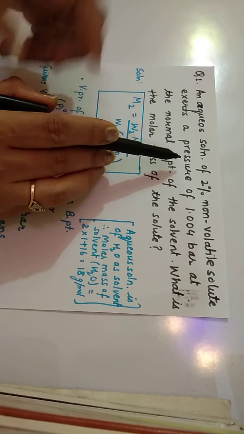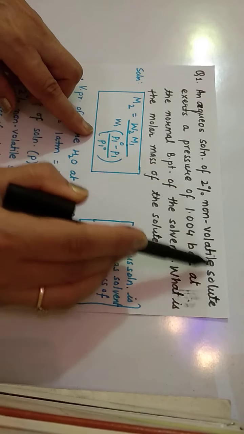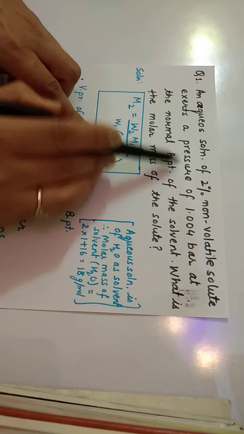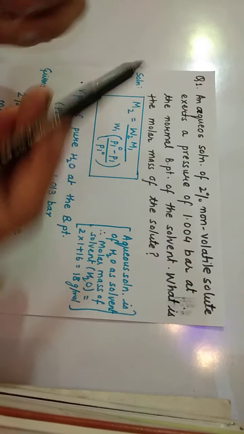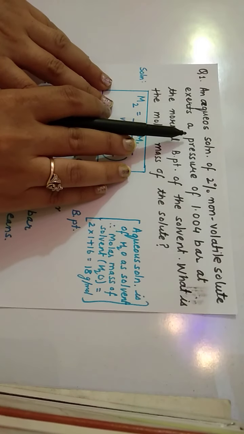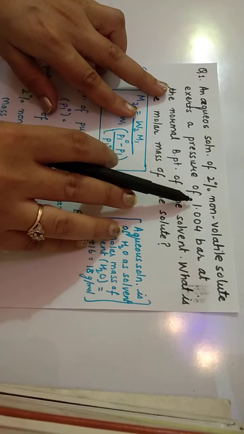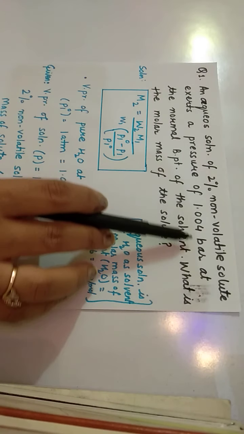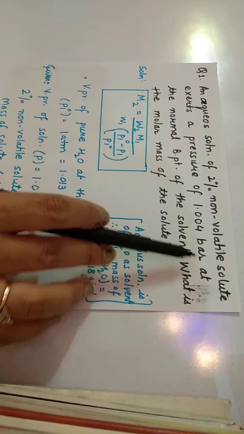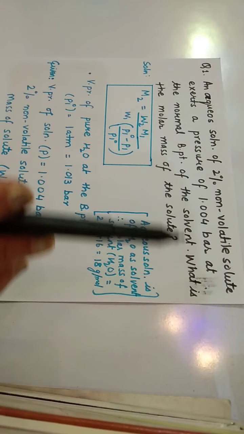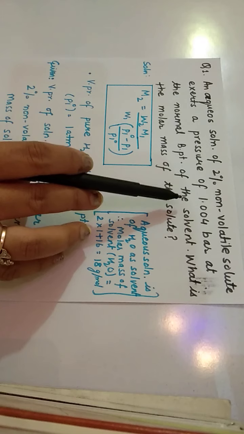So it is somewhat related to relative lowering in vapor pressure, because you are adding a non-volatile solute and it is exerting some pressure. That aqueous solution is exerting a pressure of 1.004 bar. So this is the pressure of the solution, 1.004 bar at normal boiling point of the solvent.